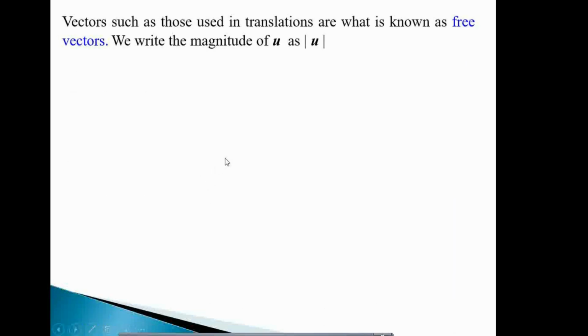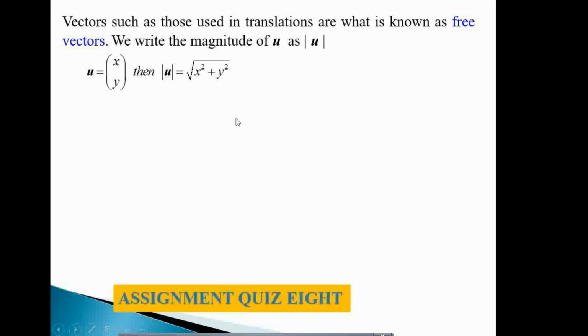So vectors such as those used in translation are what is known as free vectors. We normally refer to them as free vectors. So we write the magnitude of u as this. This is the symbol for the magnitude of u. If u is given as (x, y) and I want to get its magnitude, then I'll square x and y: the magnitude is the square root of x squared plus y squared. So you square those two, get the square root of the sum of the squares, then you'll be able to get the magnitude.